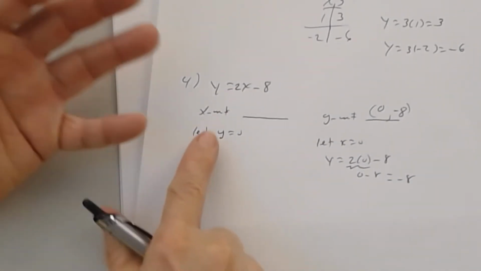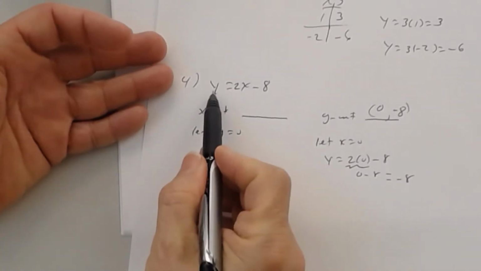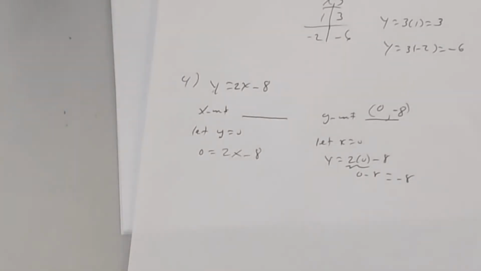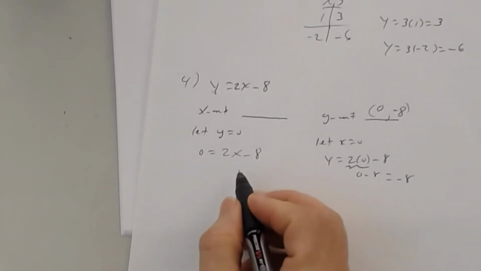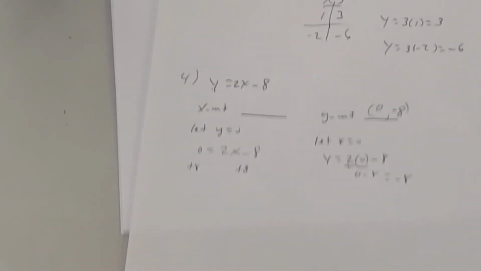So what you may want to do is actually write it out. So if y is 0, then this becomes 0. So you say 0 equals 2x minus 8. But you've got to solve for x now. So what's the next step? I wouldn't divide yet. I'll always do division last. You're going to add 8 to both sides. I would do that first. Now, dividing by 2 is mathematically correct, but I would do that last.